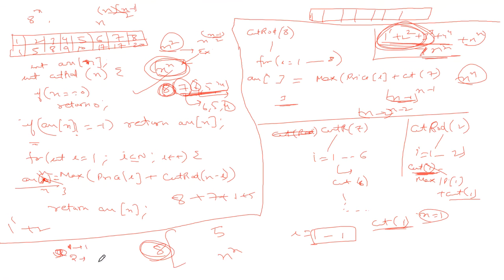Okay, let's try to identify. For 2, first it will try to execute for 1: cut rod of 2, 1 and cut rod of 1, right? Cut rod of 1's result will come. There will be 2 calls. It will not further disintegrate, right?